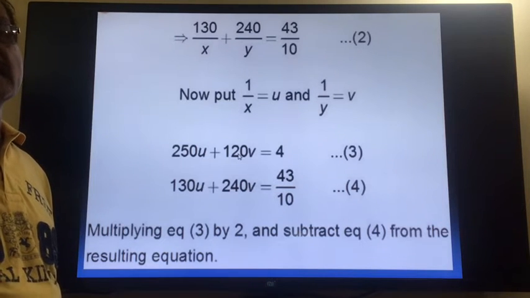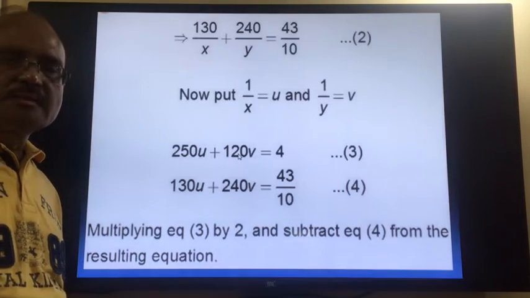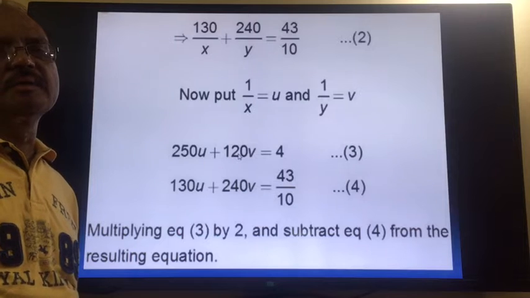both are in the denominator. So these should be in the numerator in case of linear equation.